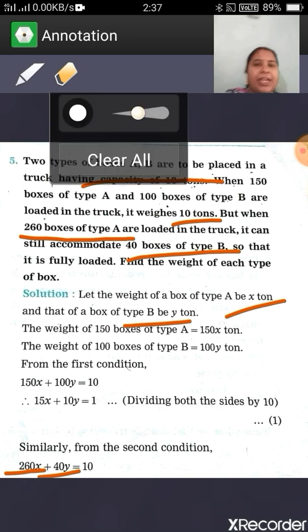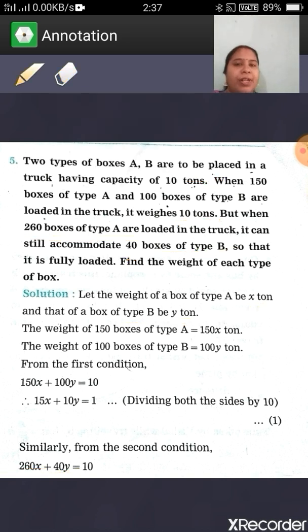So instead of directly giving you, they are giving you this statement that it is fully loaded. You should understand that it can accommodate 10 tons. So our next equation will be 260x plus 40y is equal to 10. Now I have got here two equations. I have purposely not reduced the first one.